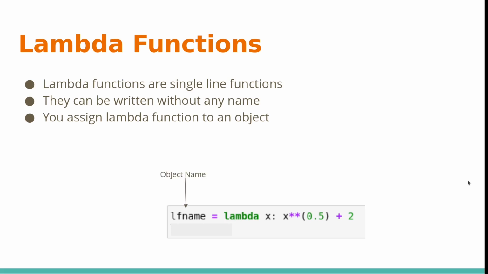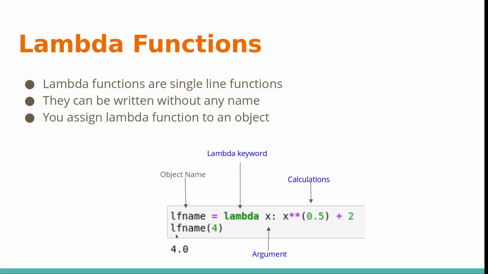So for example, this is the object name. That's the lambda keyword. That's the argument. Those are the calculations. Now if I say lfName(4), because lf is a lambda function, x is taken to be 4, and it takes the square root of 4 plus 2, which is 2 plus 2, and it returns to me a value of 4.0. So this is how lambda functions are implemented. You use the keyword lambda, input, colon, the calculation to be performed, and you take all of this and assign it to an object, and you use the name of the object with your input to call that function or use that function.